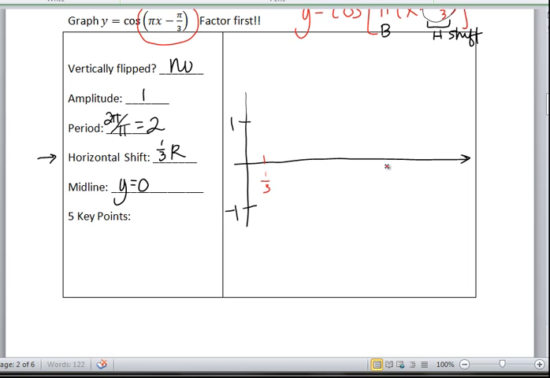Okay, and where is this going to end? Well, we've shifted 1/3 to the right, but we have to add 2 to that, right? So we start with our 1/3, and we add 2. Well, 2, right, is 6/3, right? And so what we're going to do is we are going to end at 7/3.